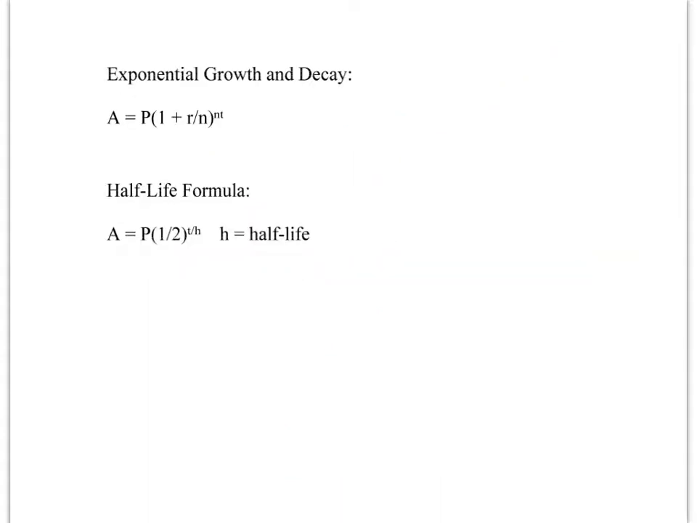Okay, a couple more things. Just make sure you have these in your notes. Exponential growth and decay. This is our compound growth formula, and we're going to go over this in class and why this makes perfect sense. A equals P times 1 plus r over n raised to the nt. And here's a second formula, which is going to make your life easier if you learn this formula. A equals P times 1/2 raised to the t over h power, where h is our half-life.